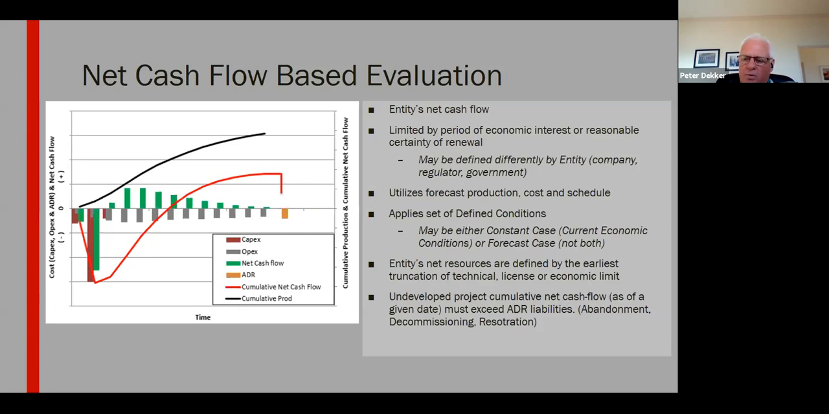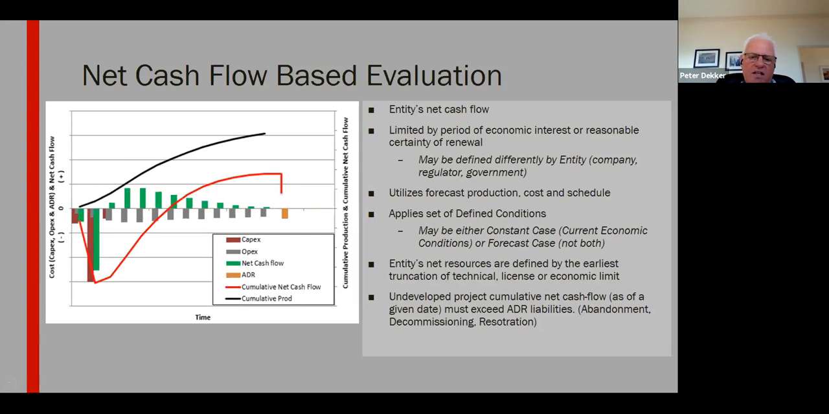Undeveloped projects' cumulative net cash flow as of a given date must exceed the ARD liability. So the ARD liabilities are abandonment, decommissioning, and restoration. So you have got liabilities, and the cash flow has to exceed these liabilities. And that's given in the graph on the left. You can see the black line is the cumulative production you've made. And then these bars are the cash flow, how it goes. And the orange bar is the ARD liability you get. And the red-orange line is the cumulative net cash flow.